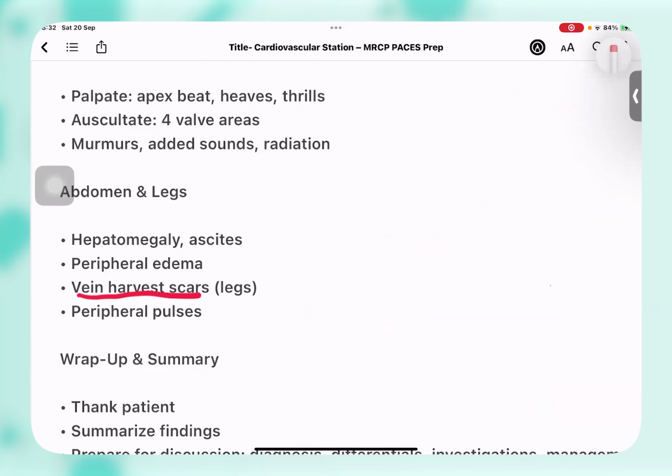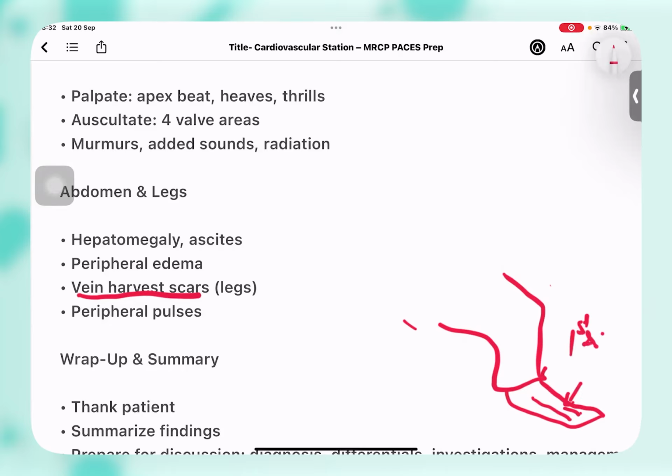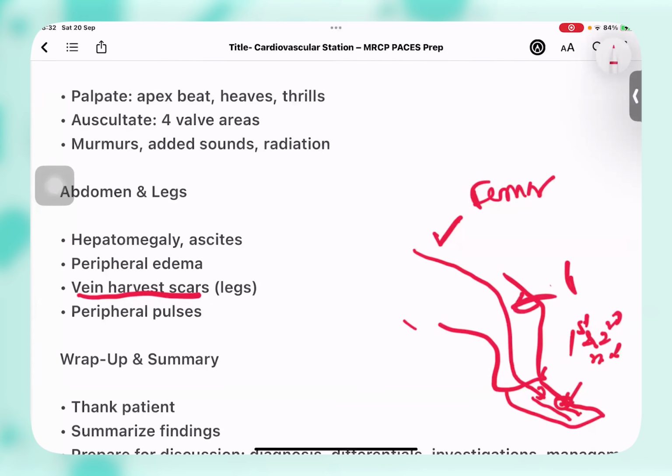Why? What does dorsalis pedis tell you? Number one, if you can feel the dorsalis pedis, where do you feel the dorsalis pedis? It is between the first and second metatarsal space. So that is where you feel for it. If dorsalis is there, that means the leg circulation is reaching here. That means femoral is fine. That means popliteal is fine. Only then it reaches the dorsalis, right?